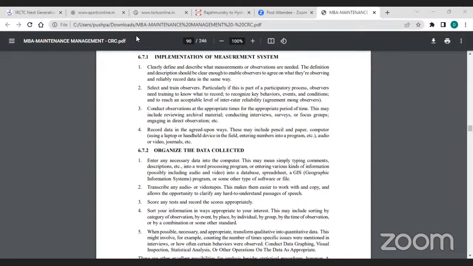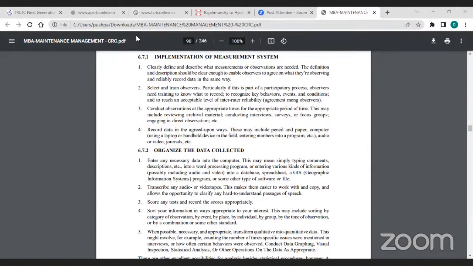Right, then we talk about organizing the data. Whenever we are collecting data, we collect it in recorded form, whether video or audio, or we record it in software, documents, or files. Right, so enter any necessary data into the computer. This means simply typing comments and descriptions into a word processing program. So here we maintain a simple word processing program which will collect the data in electronic form.